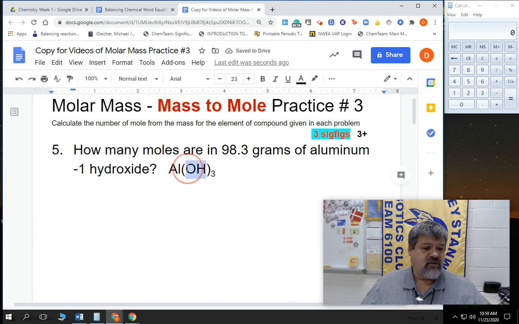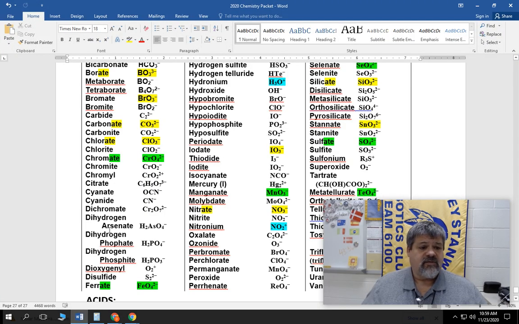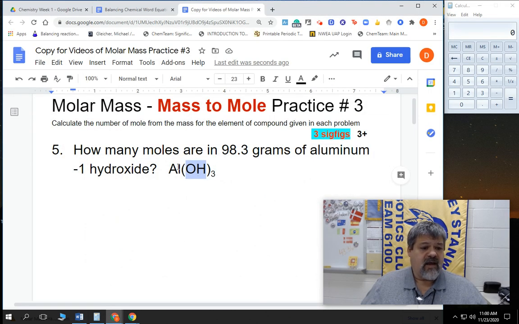So let's make sure that that is the formula for aluminum hydroxide. Again, it never hurts to double check. Once we find hydroxide, we see that it is OH, it is a -1. So we need 3 of those to balance my aluminum. Now that I have the formula, I can figure out the molar mass of aluminum hydroxide.